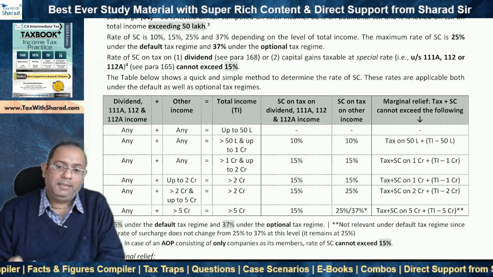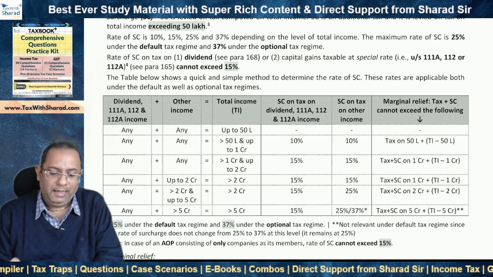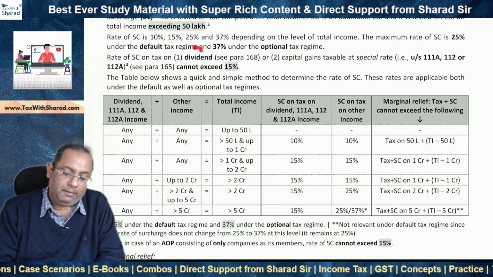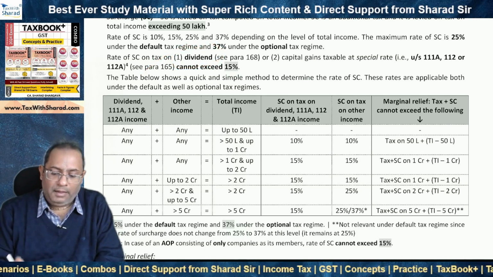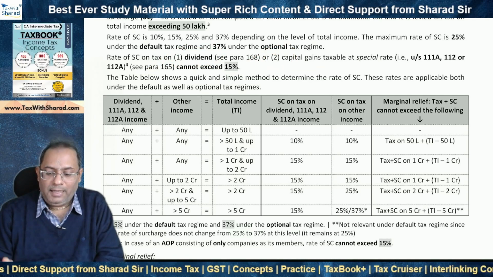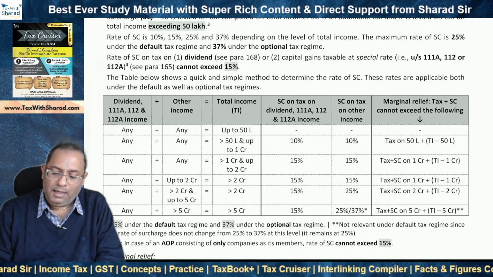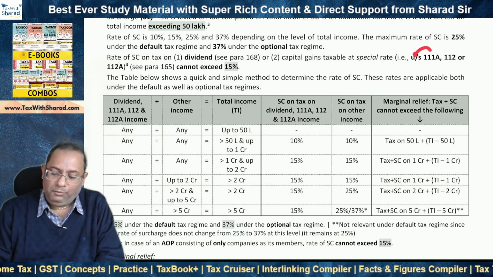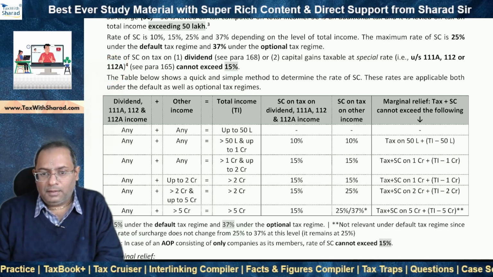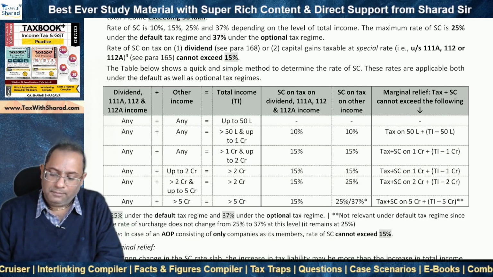Further, there is a limit of the rate of surcharge in respect of certain incomes, which we will call in this video special incomes. And what are these special incomes? They are 1, dividend, and 2, capital gains, but not all capital gains. Capital gains which are taxable at a special rate, and these are capital gains under section 111A, section 112 or section 112A. If you have learned the chapter on capital gain, then you would have noted these 3 provisions.